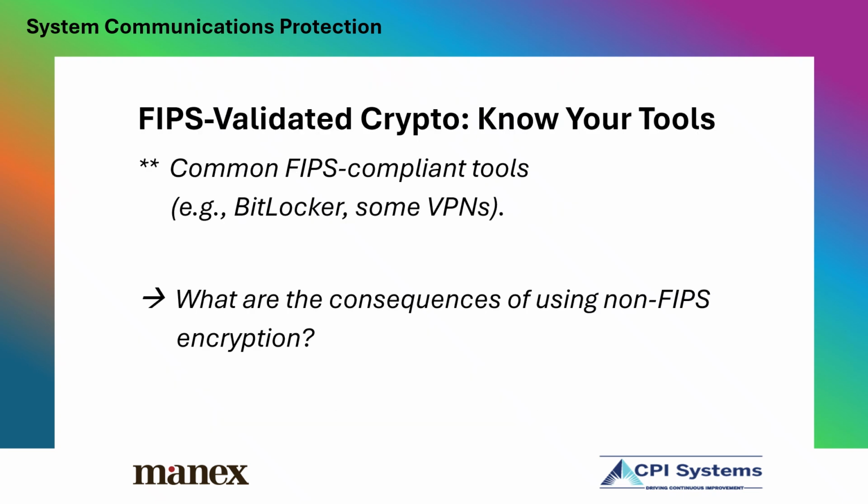So common FIPS compliant tools include BitLocker and some VPNs. As system users, we need to know who to ask about approved software and understand what the consequences are of using non-FIPS encryption. Well, CUI and storage would be at risk without this level of encryption. Best practices here is to empower users to check or ask about compliance. Managers like Malone should maintain an approved tools list, and also train users like Sam to recognize FIPS compliant choices.